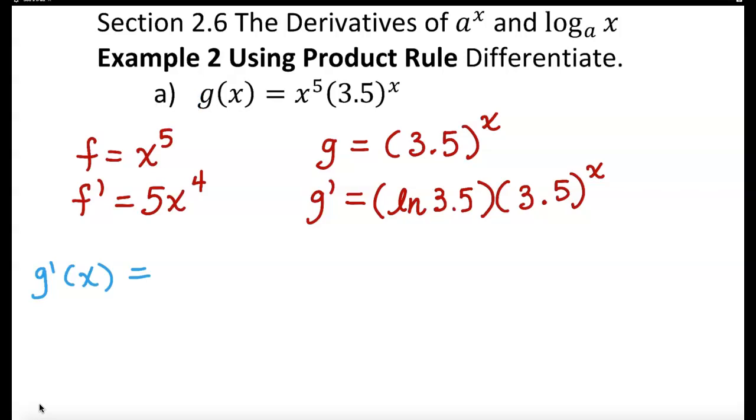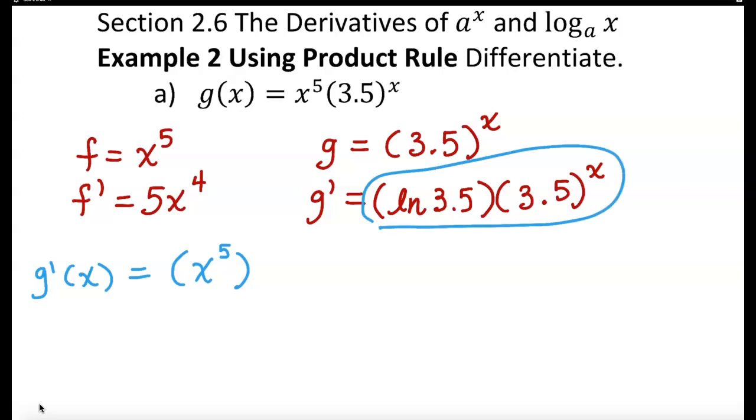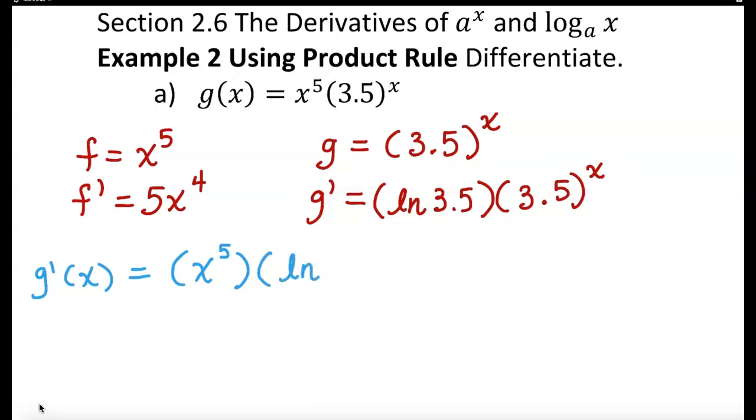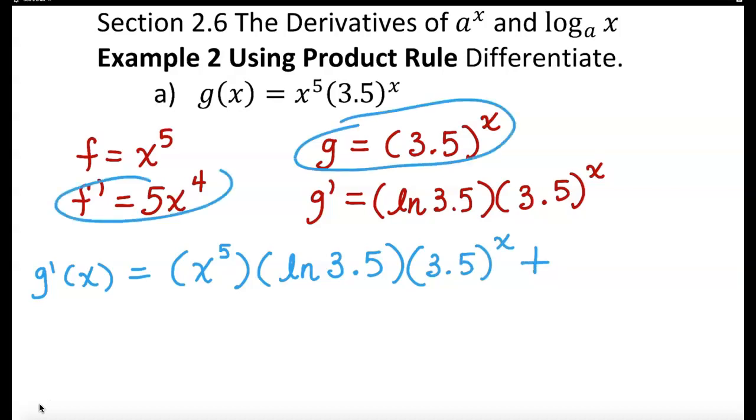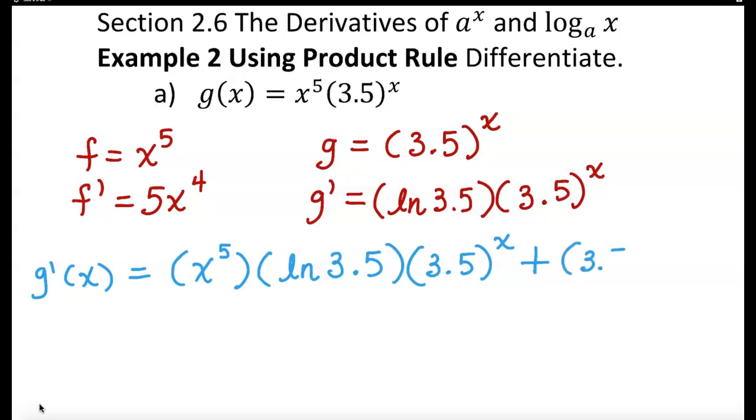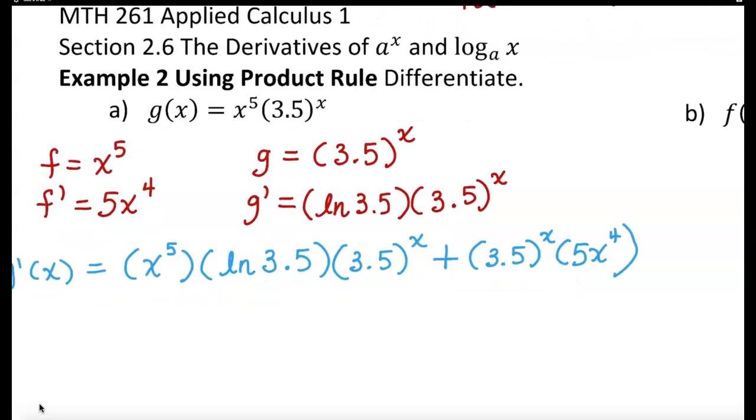So I need to do first times the derivative of the second. First is x to the fifth power, so x to the fifth power times the derivative of the second, that long expression, which is natural log of 3.5 times 3.5 to the x power, plus second times the derivative of the first. I need to multiply those two that I circled. So that will be 3.5 to the x power times 5x to the fourth power.